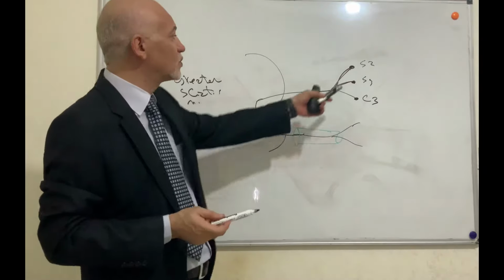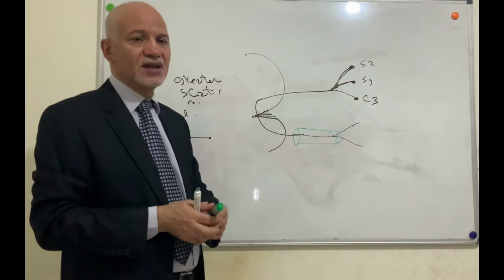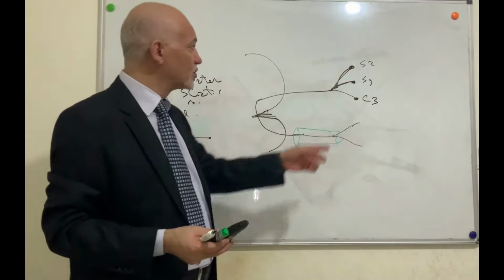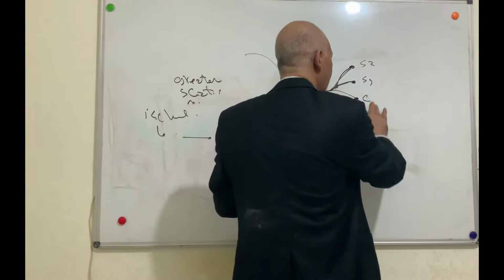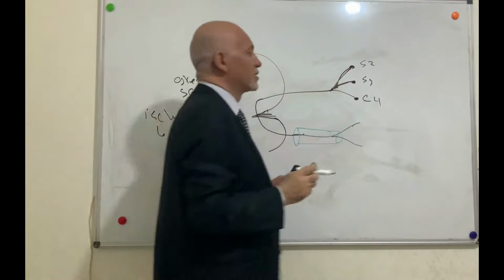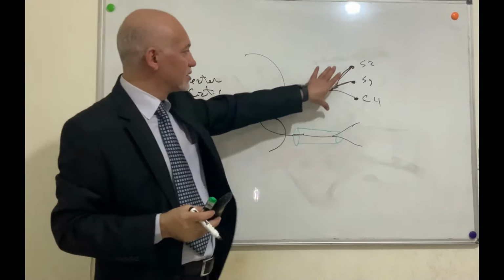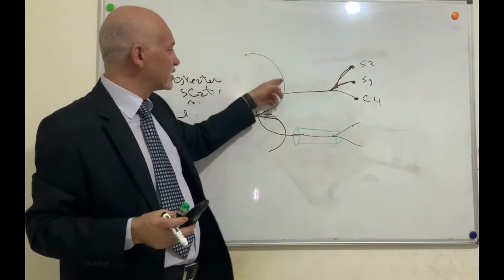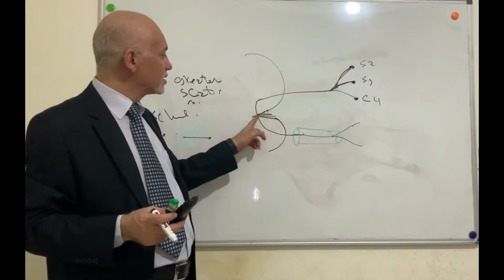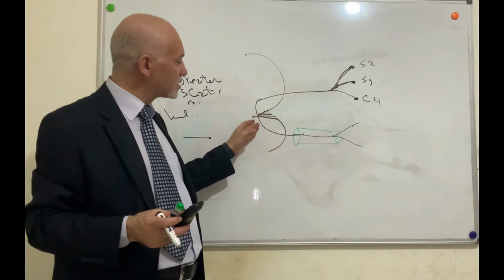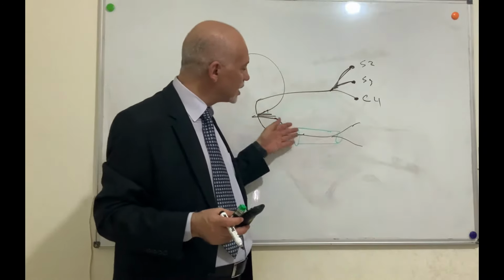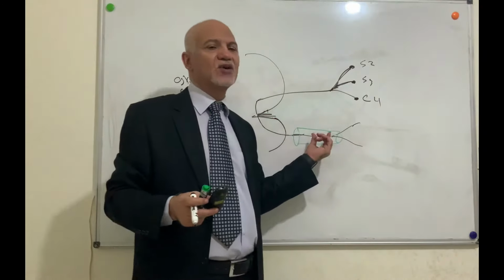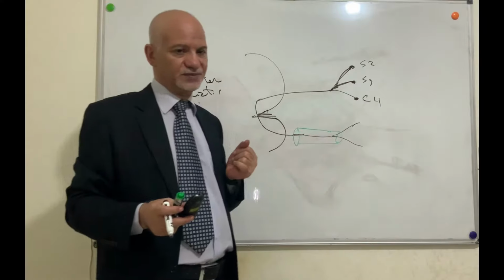Again, what is the course of the pudendal nerve? The origin is from S2, S3 and S4. The nerve comes out through the greater sciatic notch, then it turns above the ischial spine and enters through the lesser sciatic notch and enters the perineum and runs in the pudendal canal. This is the course of the pudendal nerve.